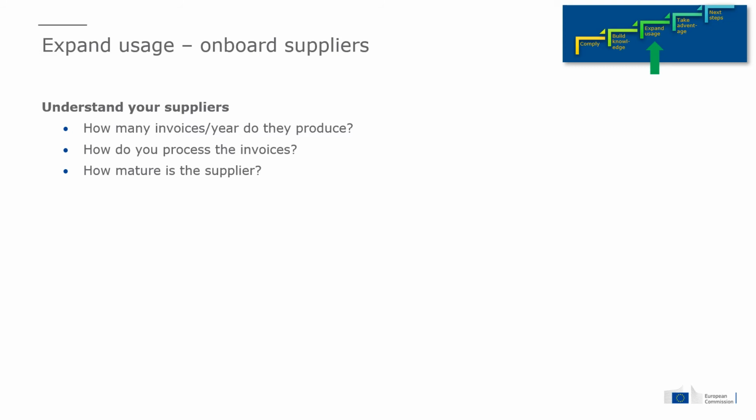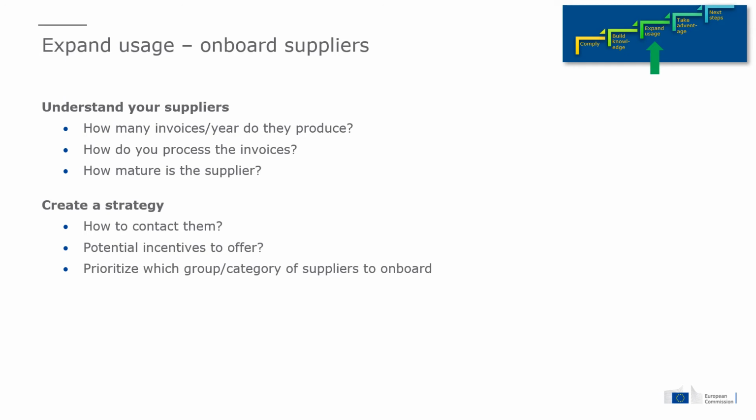One good starting point is to look at all the suppliers for a specific buyer and see how many invoices per year each supplier produces, how you want to process these invoices, and how mature the supplier is. So by understanding your suppliers a bit better, you can build a strategy. How should we contact them? How should we prioritize them? And what potential incentives should we offer?